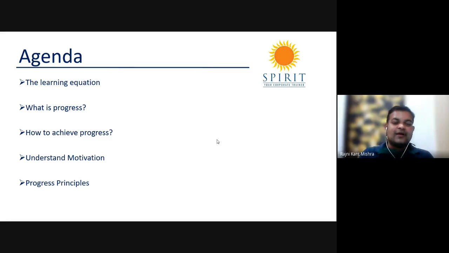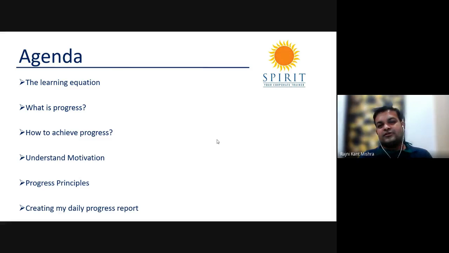Then we have creating my daily progress report. If I get time at the end of the session, I will also discuss how to create a daily progress report. Whenever students attend schools or colleges, there is a progress card at the end of the session. There is this result which is generated at the end of every semester, or maybe at the end of every year. The result comes, right? But then, how about progress? Whether a candidate has really progressed in his life or not. Can we create a progress report for that as well?